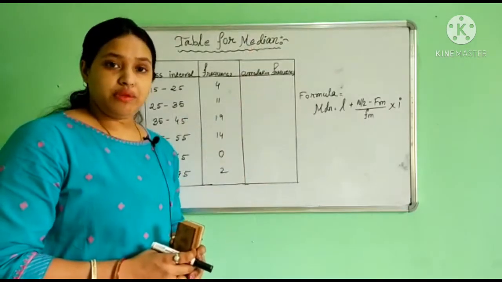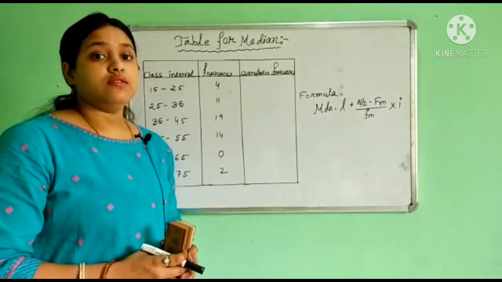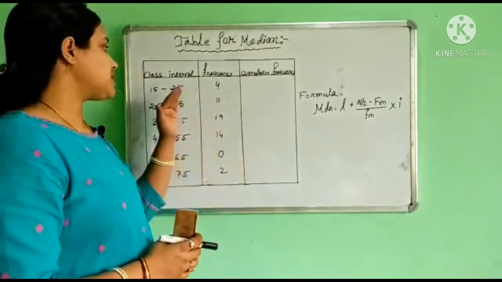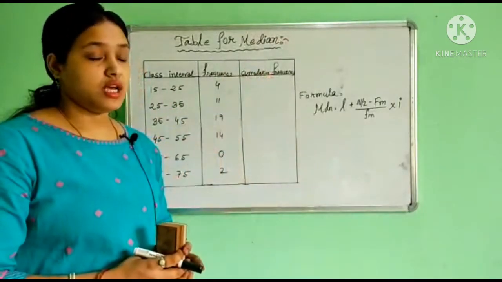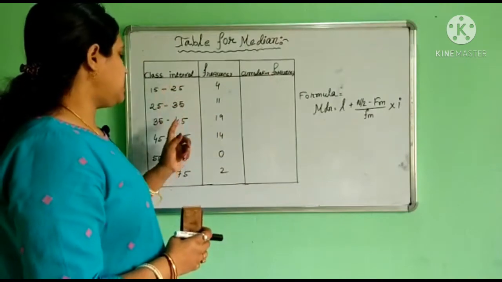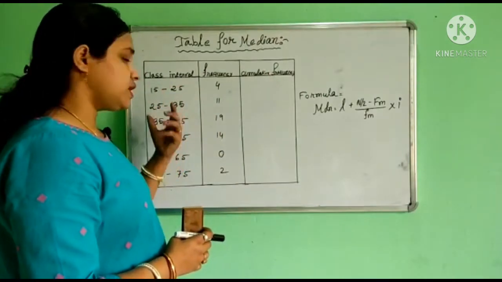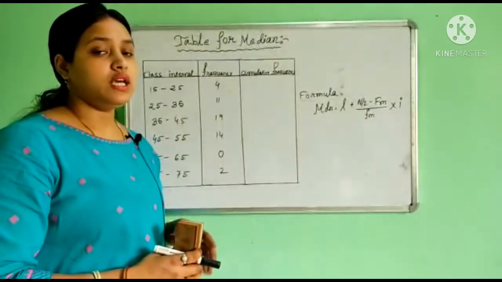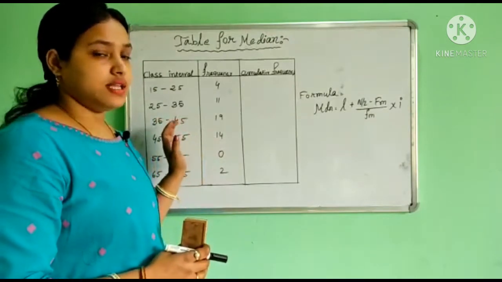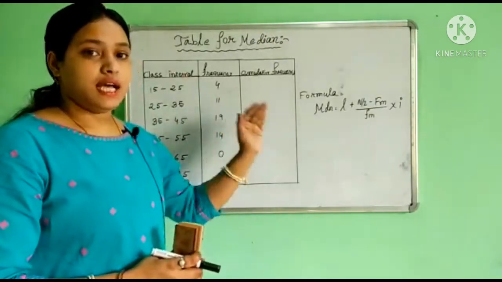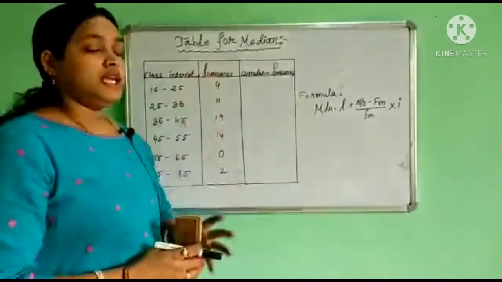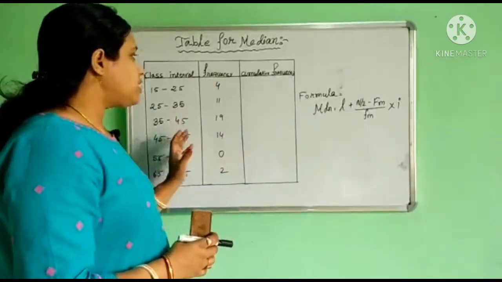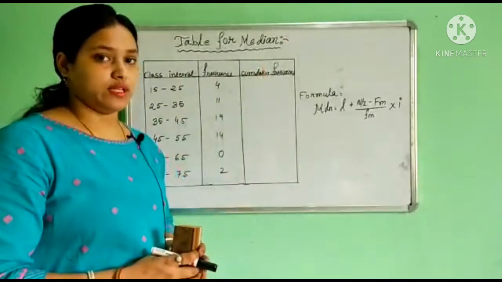For calculating the median, we need three columns. First is the class boundary, then frequency, then cumulative frequency. Here the class intervals given in this table are in continuous form, so the class boundary is the same. That is the reason I am not taking another column for class boundary. So for the median we need class boundary, frequency and cumulative frequency.